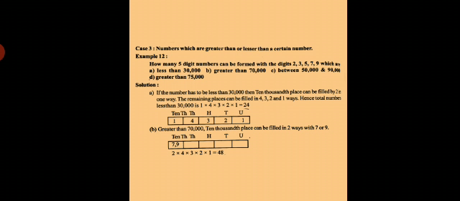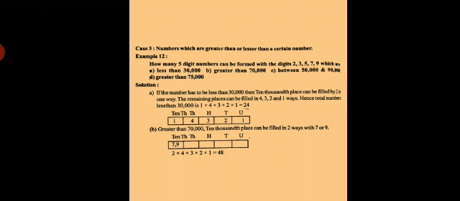Okay students. Next, greater than 70,000. Similarly, how we did the previous one, the same way here. Greater than 70,000 means the first digit, the 10,000s place, can be filled in 2 different ways, that is 7 and 9. So 7 and 9 are the 2 digit options. So write down 2 there, into the next number, the 1000s place.